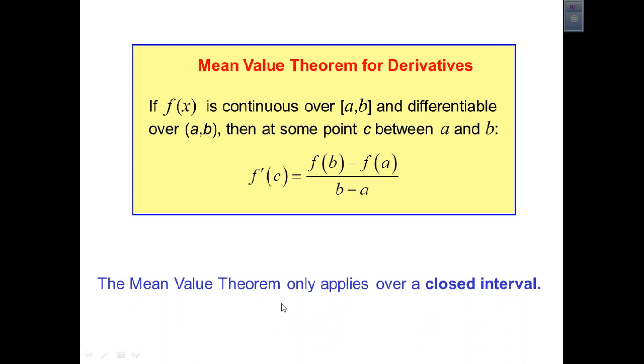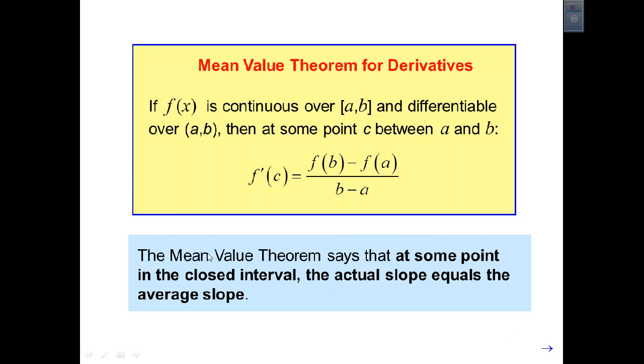Now, the mean value theorem applies only over a closed interval with those endpoints included, because we're actually finding the average rate of change from the endpoint to the endpoint. And the mean value theorem says that at some point in that closed interval, the actual slope, the slope of the tangent line, equals the average slope. That's all this thing says.